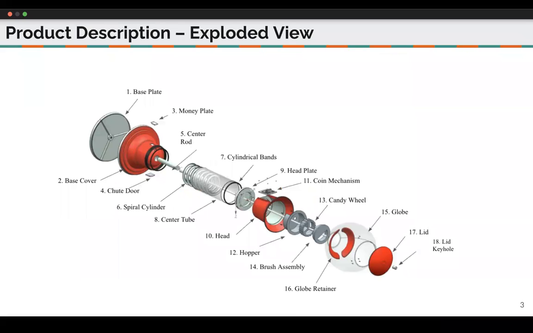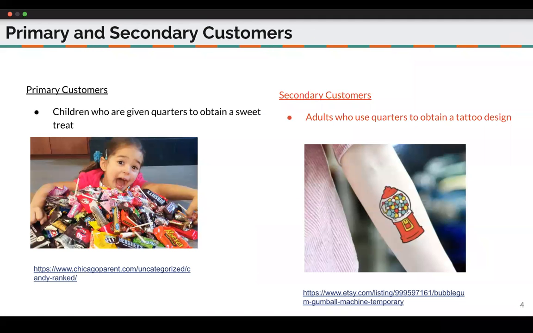Here's an exploded view of our gumball machine, which we'll talk more about the parts of later throughout this presentation. The primary customers remain the same, our children who want to obtain sweet treats. However, our secondary customers are now adults who may not want a sweet necessarily, but a more art-related thing like tattoo design drawings.